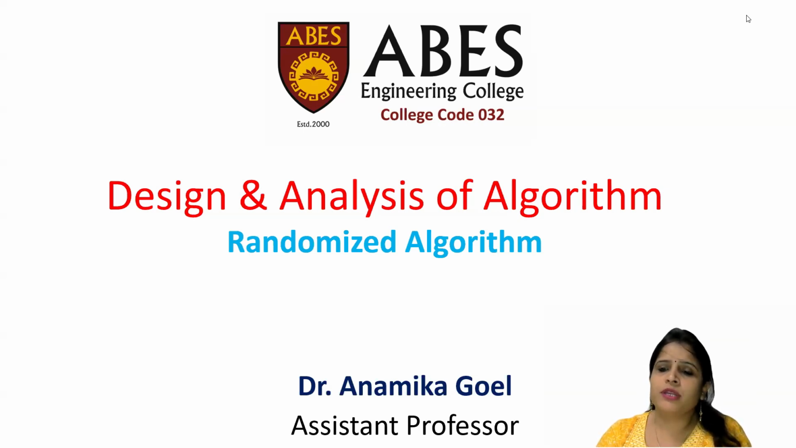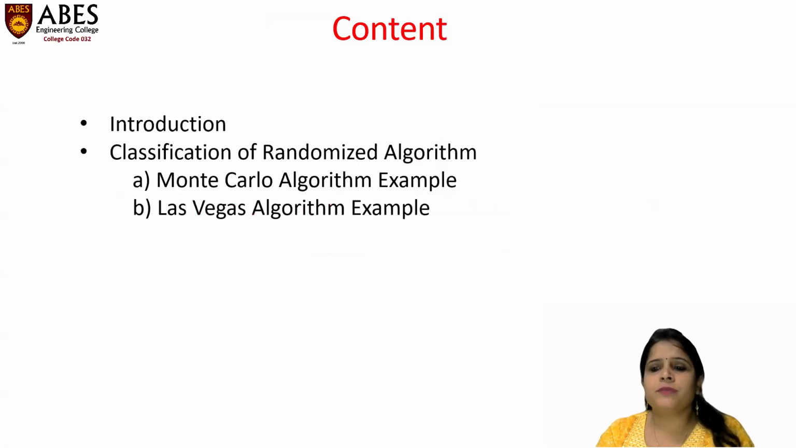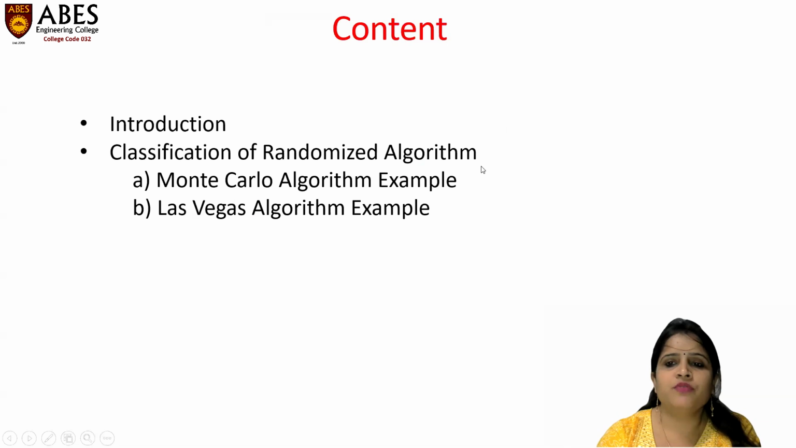Today I am going to discuss the next topic of Unit 5 of the subject Design and Analysis of Algorithm, that is Randomized Algorithm. In this lecture, I am going to discuss first what is randomized algorithm and why we require this. After that, we'll discuss the classifications of randomized algorithm. We can classify the randomized algorithm into two different categories. First one is the Monte Carlo algorithm. We'll explain this algorithm with the help of a suitable example. After that, the next algorithm is the Las Vegas algorithm. We also explain this approach with the help of a suitable example. So let's start our topic.